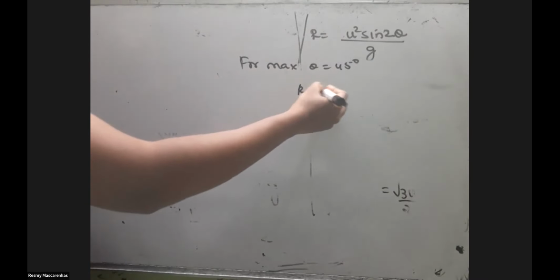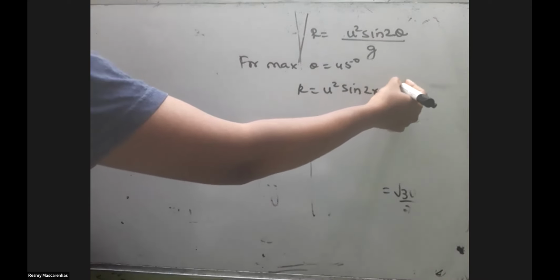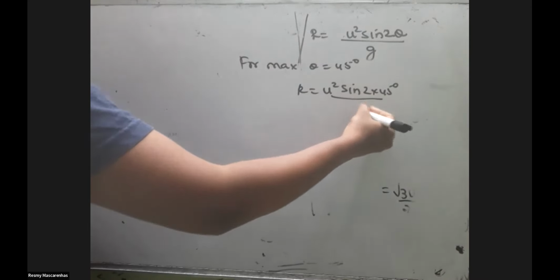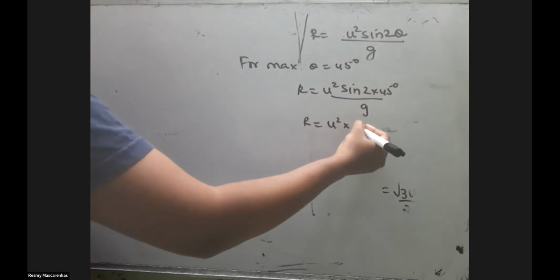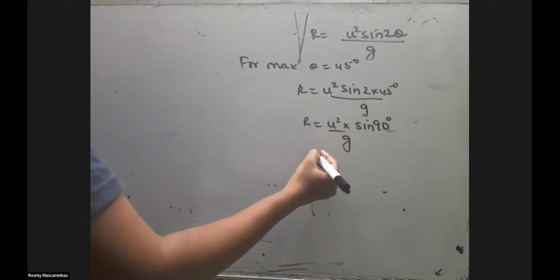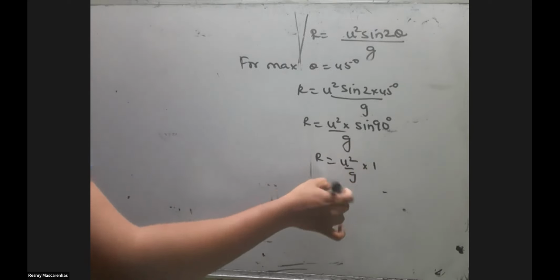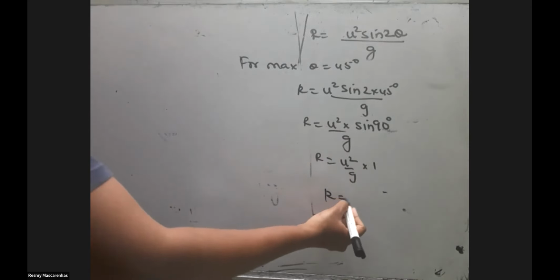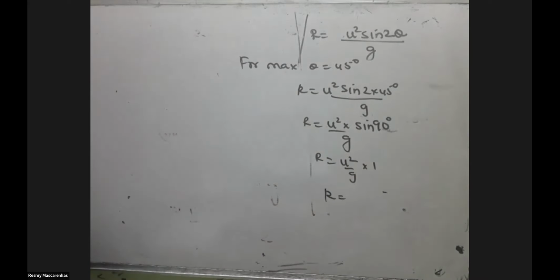So R would be u square sin 2 times 45, which gives 90 degrees, and sin 90 is 1. This would be your formula. We have derived this formula also. If you directly remember this, there's no need to do all this. Straight away, it's u square upon g. So how much is u given? 20 meters per second.